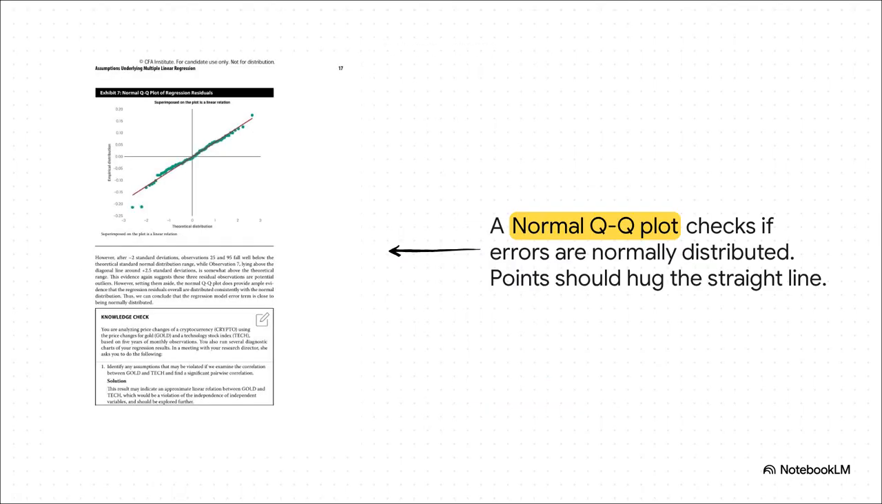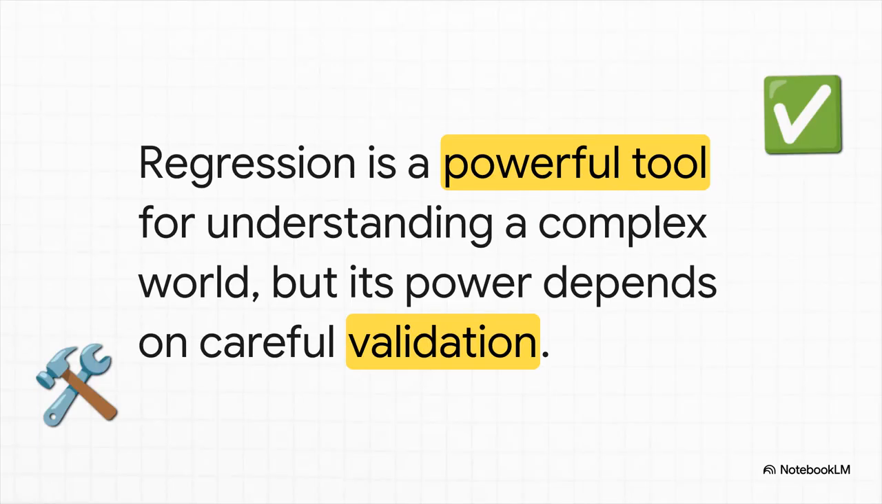And for our last check, we have this. The QQ plot. It looks a little fancy, but the rule here is super simple. Are the dots hugging that straight line? If they are, that's another big check mark. It tells you your model's errors are behaving just like they should. So, what's the big takeaway from all this? Multiple linear regression is an absolutely fantastic tool for making sense of a messy world. But, and this is a big but, its magic only works if you do your due diligence and carefully check that all those crucial assumptions hold up.